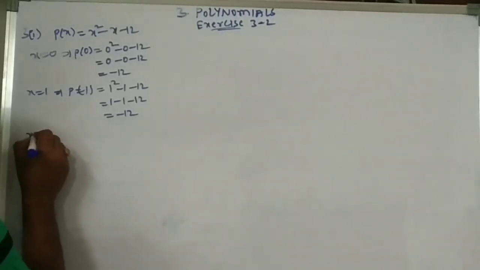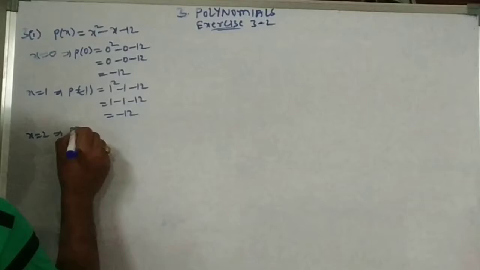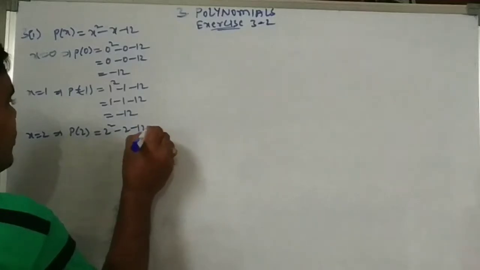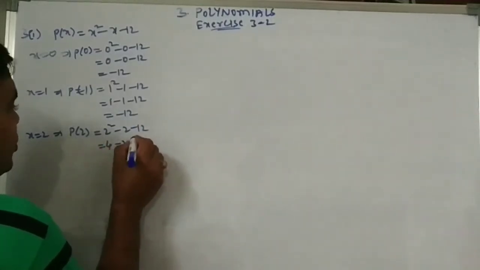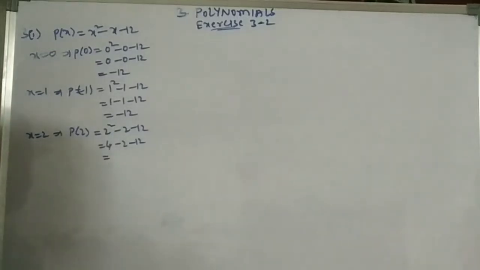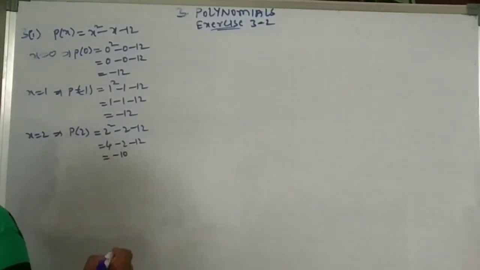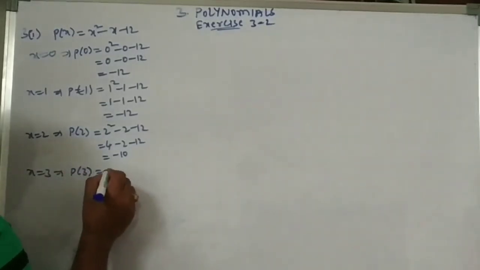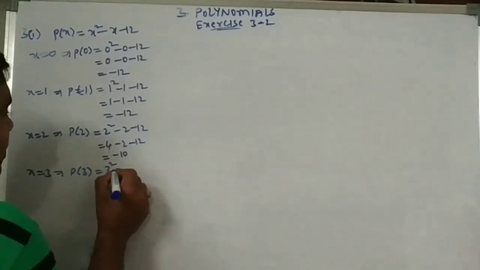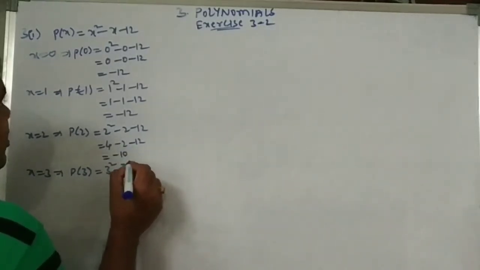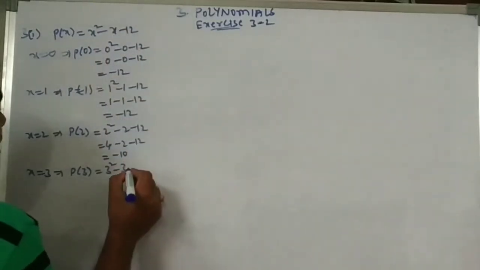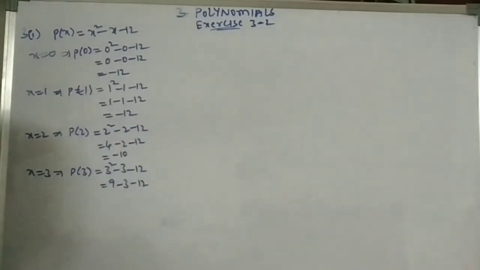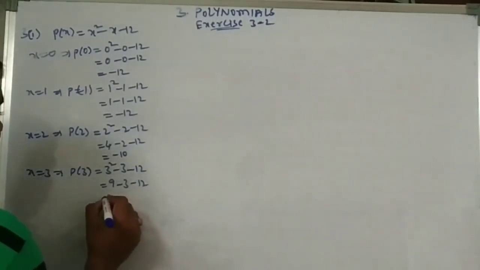Next, x equal to 2. P of 2 equals 2 squared minus 2 minus 12. 2 squared equals 4, minus 2 minus 12. 4 minus 2 is 2, 2 minus 12 is minus 10. Next, if we take x equal to 3, p of 3 equals 3 squared minus 3 minus 12. 3 squared equals 9, minus 3 minus 12. 9 minus 3 is 6, 6 minus 12 is minus 6.